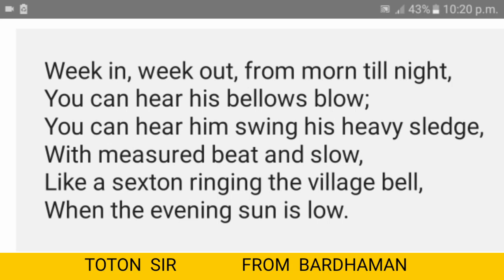These lines are all praise for the blacksmith's labor that he does from the morning to the evening until the sun sets. The sound of his sledge sounds like the village bell. A person can always hear his bellows. The bellows setup means the setup to heat the iron, to be able to forge it. And this goes on every day.